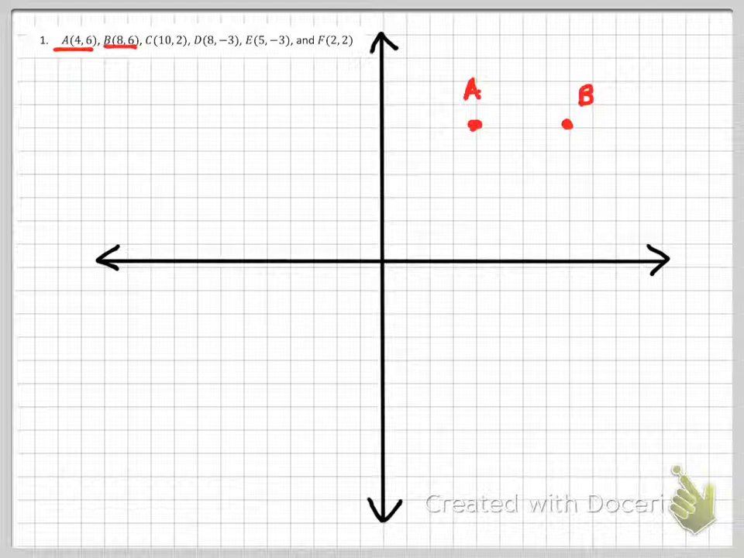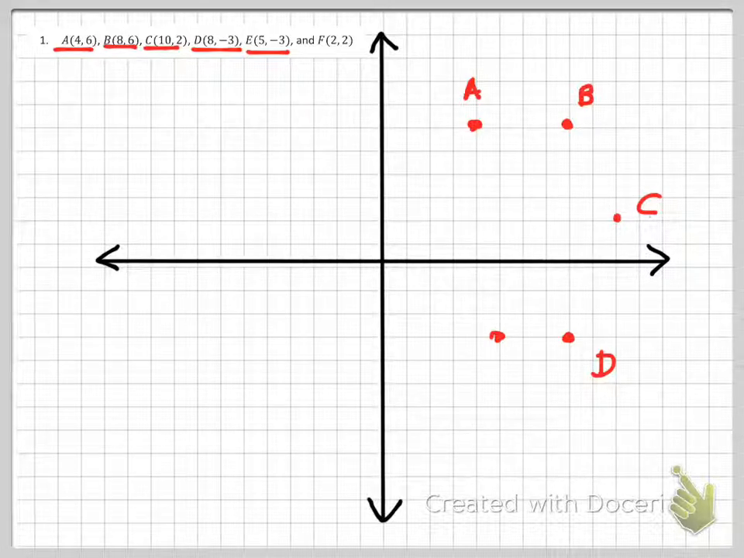That's point B. Point C is 10 to the right and 2 up. And so that C is going to be there. And let's see, what do we have next? D is 8 to the right and 3 down. 8 to the right and 3 down is 1, 2, 3 down is right there. That's point D. And then point E is 5 to the right. 1, 2, 3, 4, 5, and 3 down. That one goes here. And the last one is 2 to the right and 2 up. So this one is E, and the last one here is F.